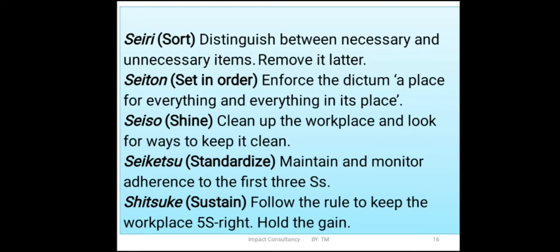The definition is: sort means distinguish between necessary and unnecessary, as we see now. Set in order is to enforce the dictum, place everything in its place. Shine is clean up and inspection. Standardize is to maintain and monitor adherence to the first 3 S's, keeping the 3 S's in rules and regulations. And the fifth one is sustain, follow the rules and keep the workplace 5S right.